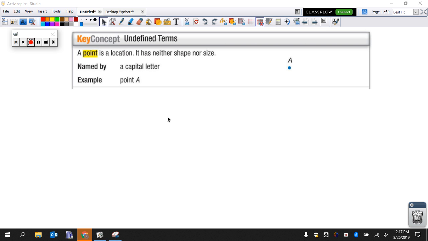Today we're going to talk about the key elements of geometry, which are points, lines, and planes. First thing that we're going to talk about is defining what a point and a line and a plane are. A point is a location. It has neither shape nor size. The way that we show a point is by a capital letter like A.